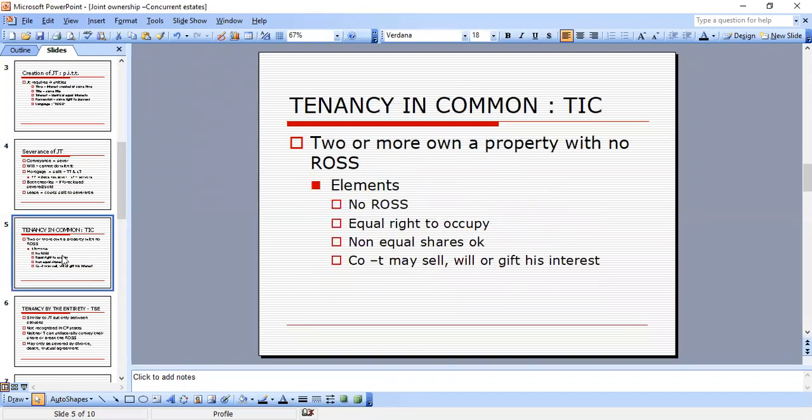Let's go to tenancy in common. Remember, if it's severed, we move on to tenancy in common. The rule is two or more own a property with no right of survivorship. The elements are no right of survivorship, equal right to occupy, non-equal shares are okay, so it can be 1/2 and 1/3 share, it's fine. A co-tenant may sell, will, or gift his interest. Tenancy in common, you may sell, will, or gift your interest.